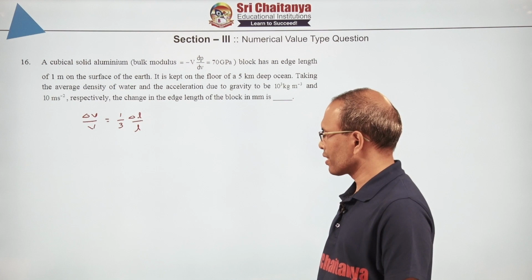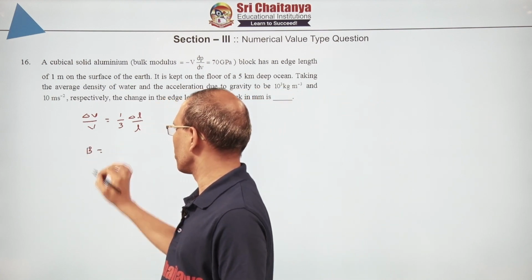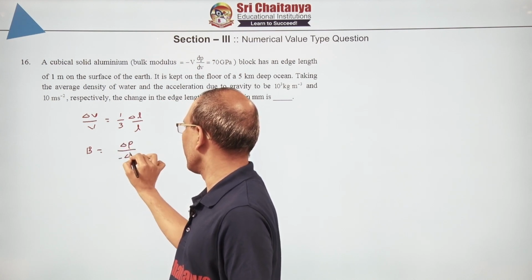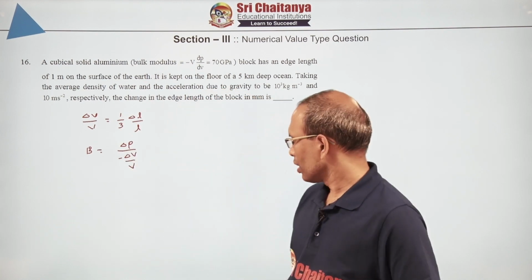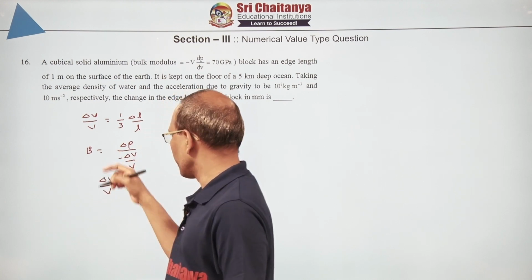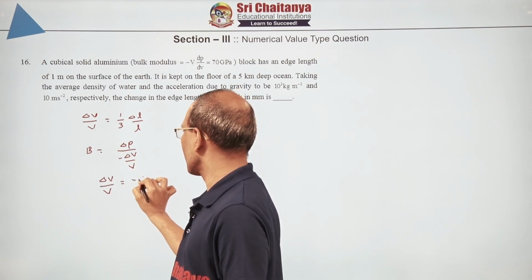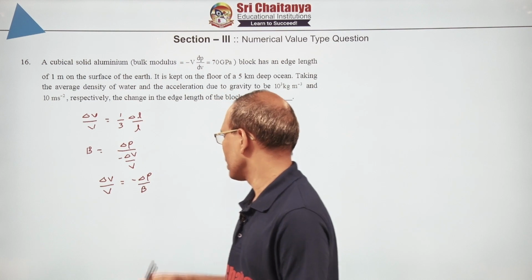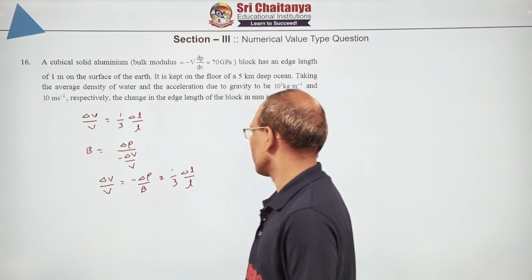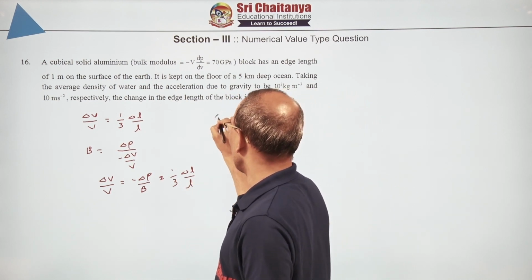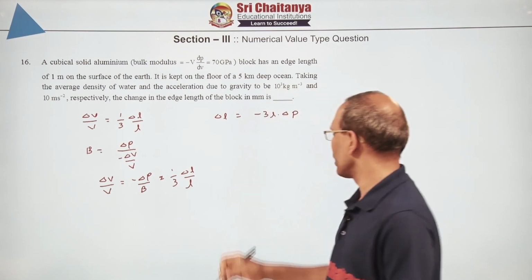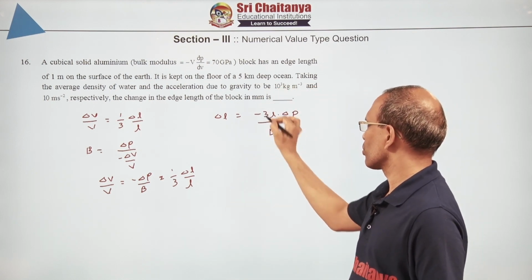Now from the bulk modulus definition, what can you write? Bulk modulus will be delta P by minus delta V by V. So from this, delta V by V is nothing but minus delta P by B. This is delta V by V, which is 3 times delta L by L. Now substitute the value simply, we get delta L is equal to minus L into delta P by 3B. Substitute all the values quickly.